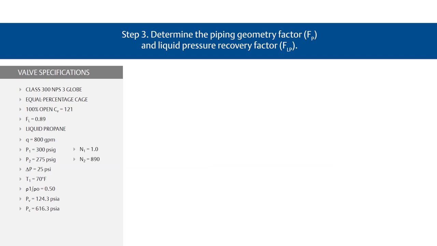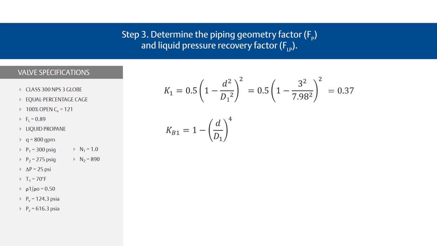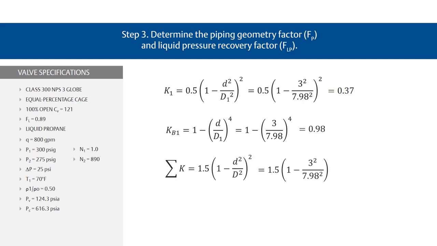First, find the necessary resistance coefficients needed when the upstream and downstream pipe sizes are the same. Use the K1 equation and plug in your variables for a result of 0.37. Now use the KB1 equation and enter your variables for a result of 0.98. And use the sigma k equation and insert the variables for a result of 1.11.